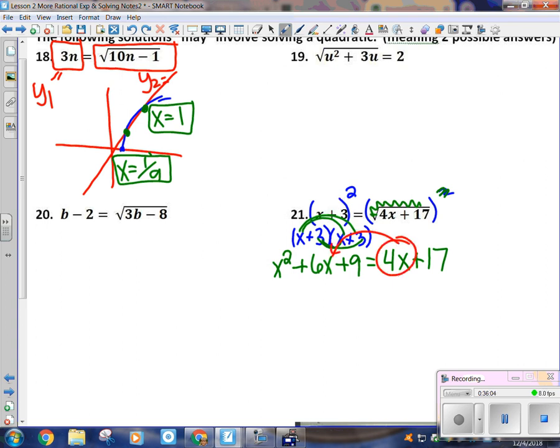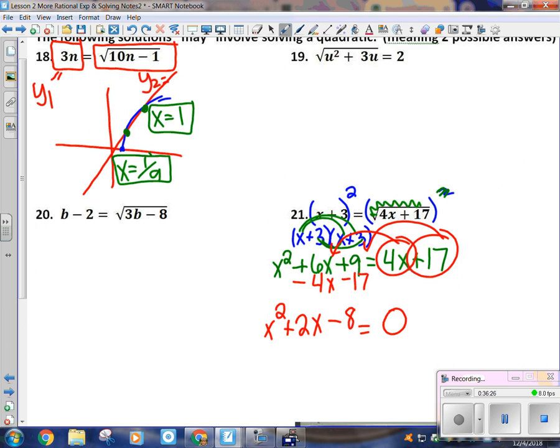4x goes over here, and I want to subtract 4x. 17 is going to go over here. I'm going to subtract 17, and I'm subtracting x's from x's and numbers from numbers. So on here I have what? 0. I'm going to end up with x squared plus 2x minus, I think, 8.